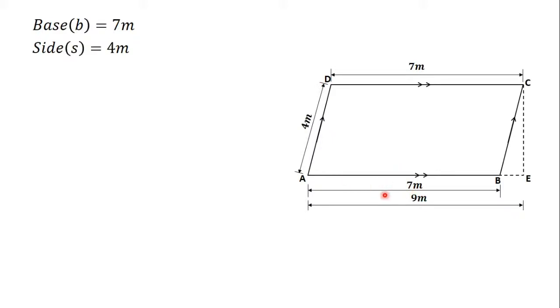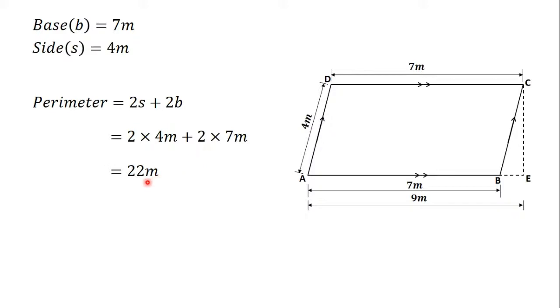With the side and the base, we can find the perimeter of the parallelogram. We know that the perimeter of a parallelogram is equal to 2 times the side plus 2 times the base. The side is 4 meters and the base is 7 meters. So it's equal to 2 times 4 meters plus 2 times 7 meters, and that will give us 22 meters. So the perimeter of this parallelogram is 22 meters.